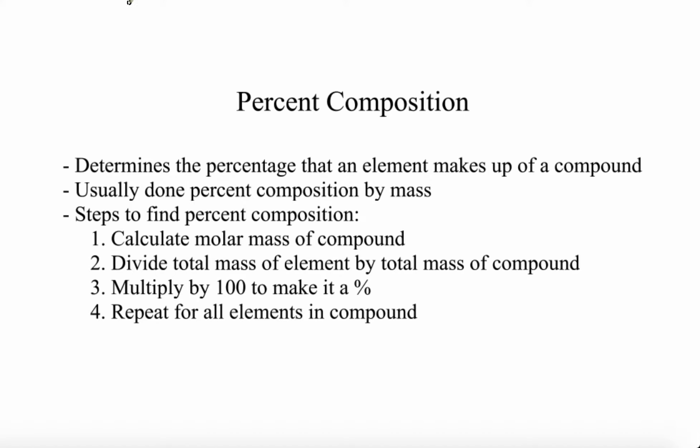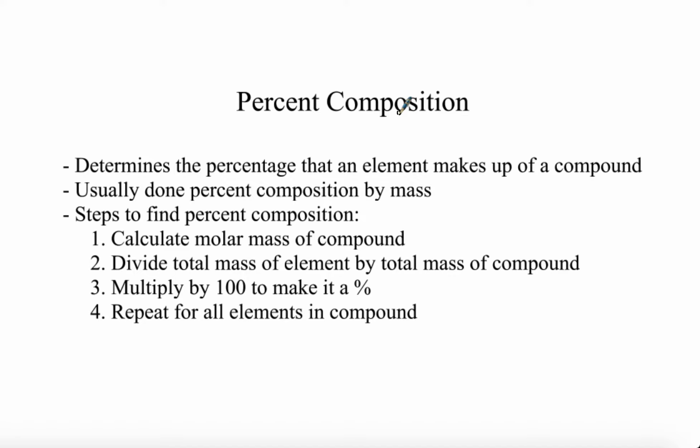So the steps to finding the percent composition of a compound are relatively simple. It is like you would imagine: if I'm finding the percentage of one piece compared to the whole, I have to take the proportions of each one. So if we're doing this by mass, then first we have to find the molar mass of the compound. Secondly, we take the total mass an element makes up of the compound and divide that by the total mass of the compound. That way we have our ratio or proportion.